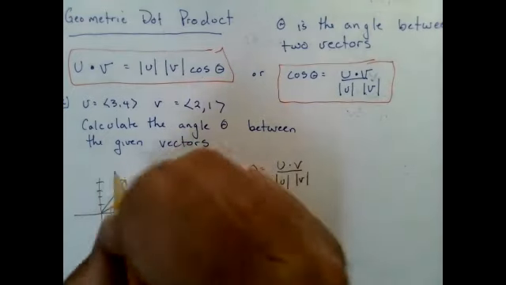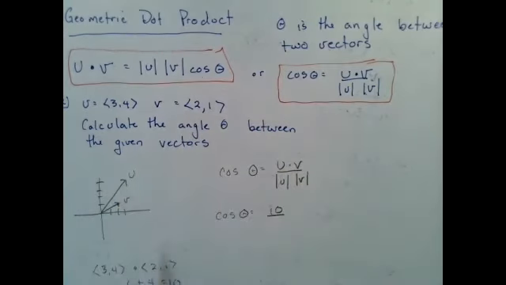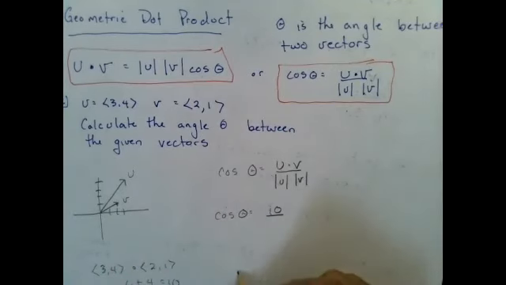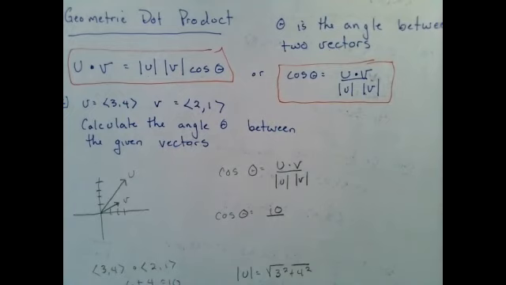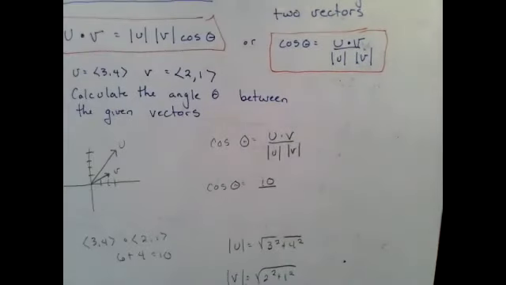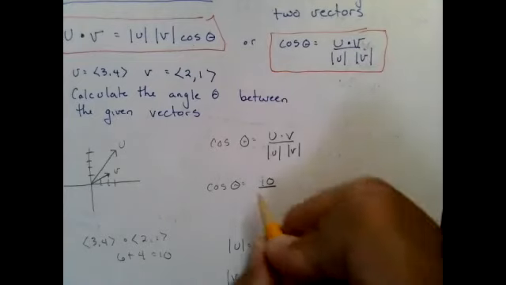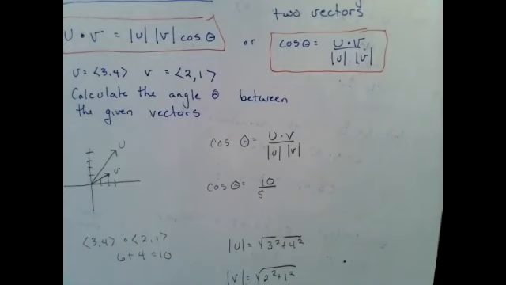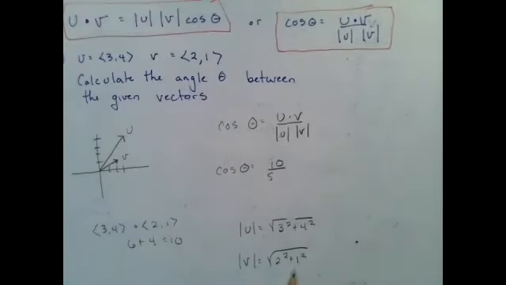The magnitude of U, here's V. What is the magnitude of U? It's going to be the square root of 3 squared plus 4 squared. The magnitude of V is going to be the square root of 2 squared plus 1 squared. This one's easy. That's 5. This one looks to me like it's going to be square root of 5.